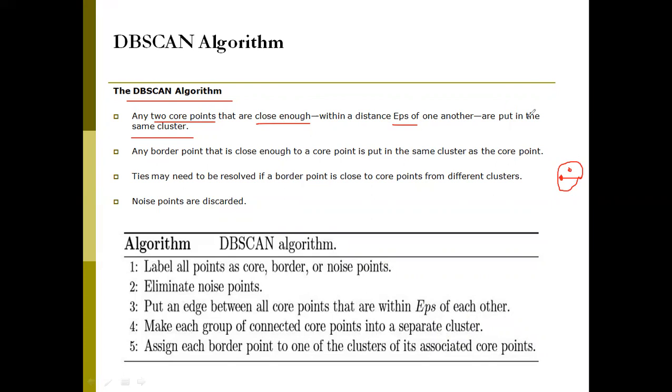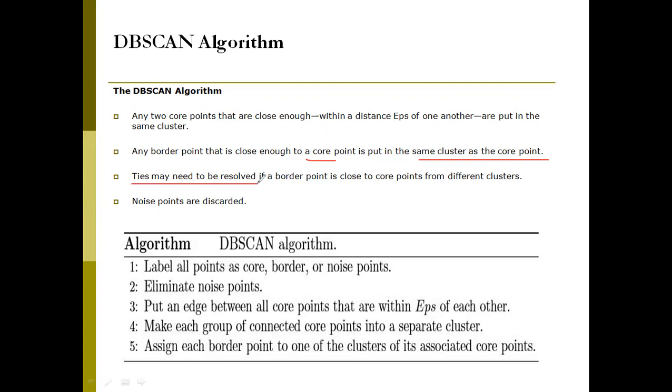Okay, that is point 1. Coming to point 2, any border point that is close enough to a core point is put in the same cluster as the core point. If one border point is near to a core point, then you consider that point as under that core point itself, right?